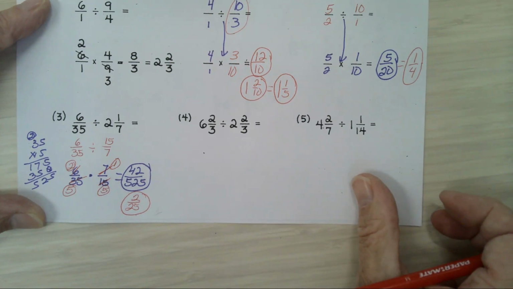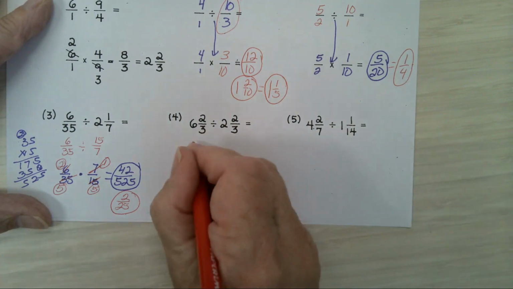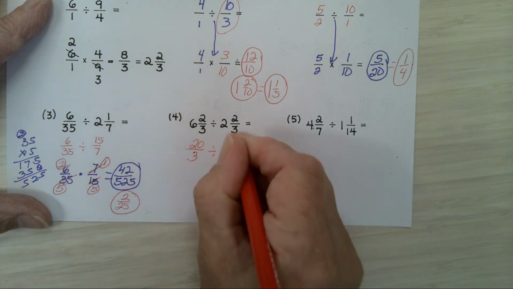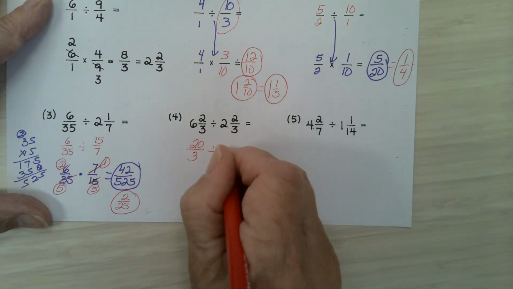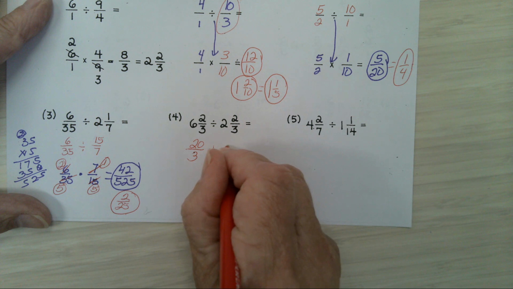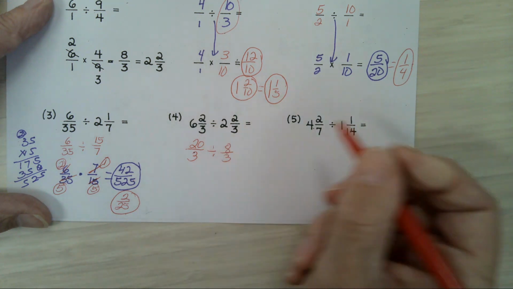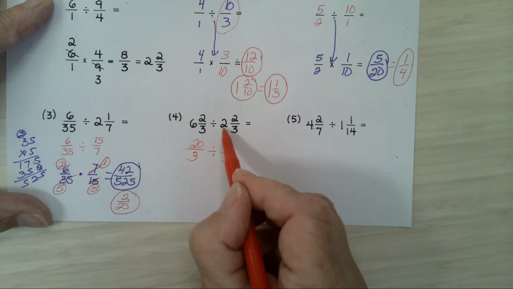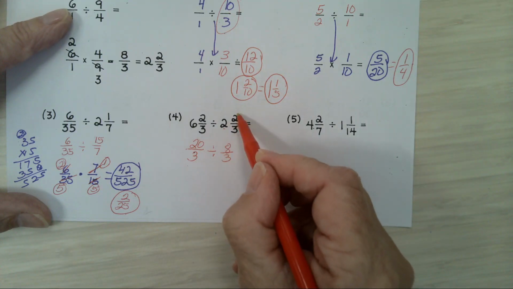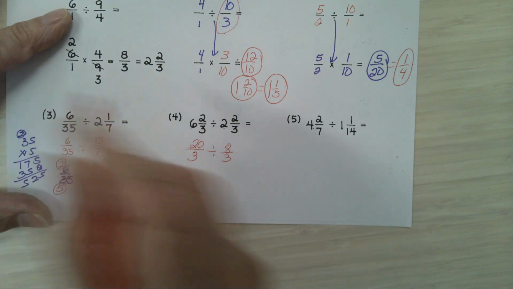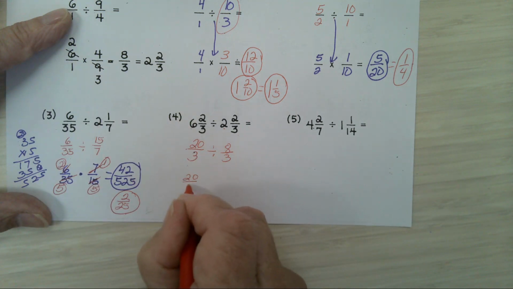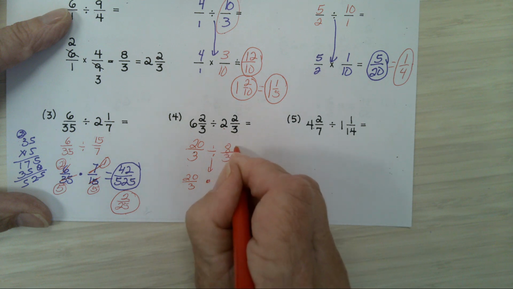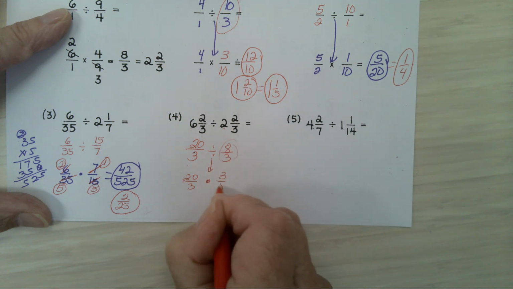Number 4. This will be 20 over 3 divided by 6 plus 2 is 8. 3 times 6 is 18 plus 2 is 20 thirds. 3 times 2 is 6 plus 2 is 8. Now you keep, change the sign to multiplication, and the reciprocal of 8/3 is 3/8.